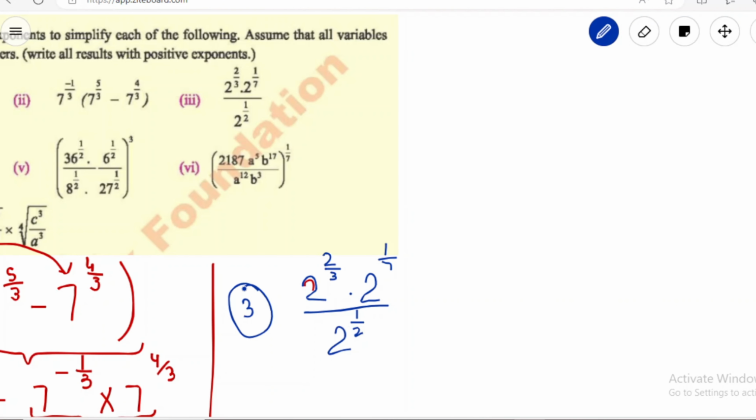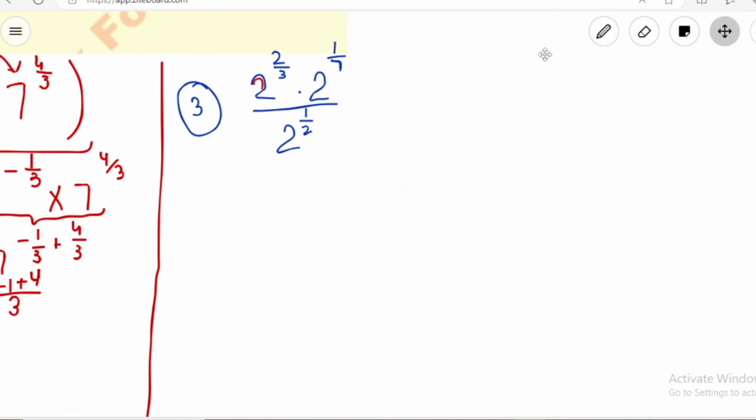Now we have question number 3. In question number 3, in the numerator we have two numbers with a similar base, and in the denominator we have another number with a similar base. To solve them, in the numerator we have numbers with a similar base, and this dot represents that they are being multiplied. When you have two numbers with a similar base being multiplied, you add their powers. So 2 by 3 plus 1 over 7. And in the denominator it will remain as it is for now, 2 raised to the power 1 over 2.